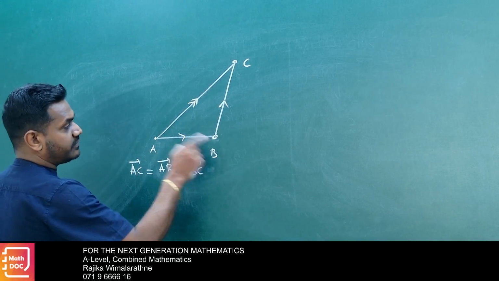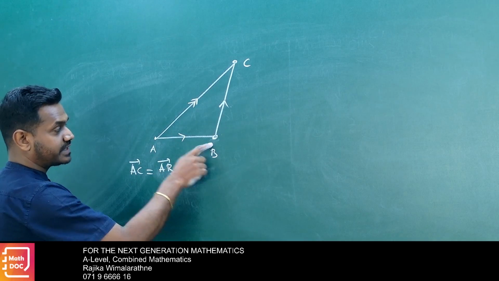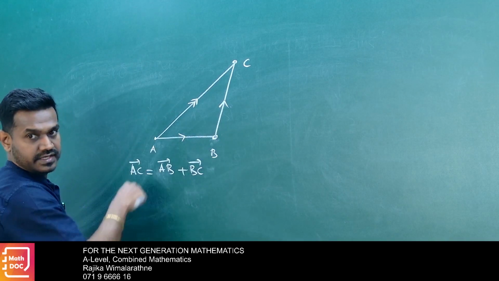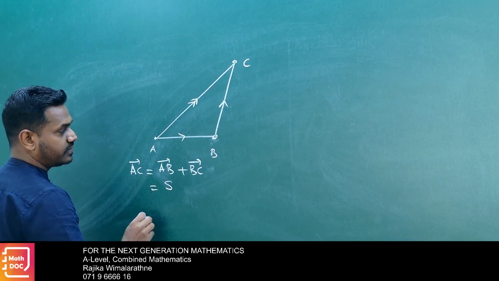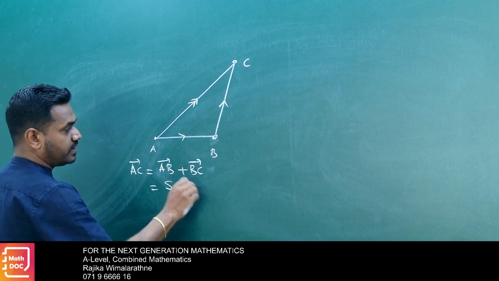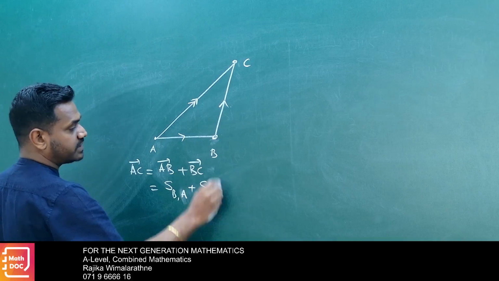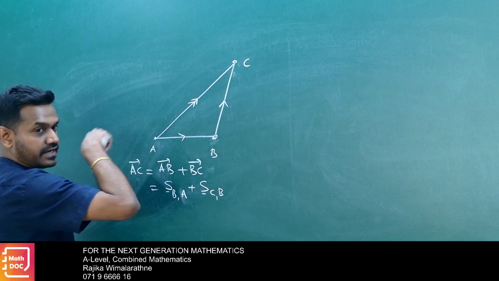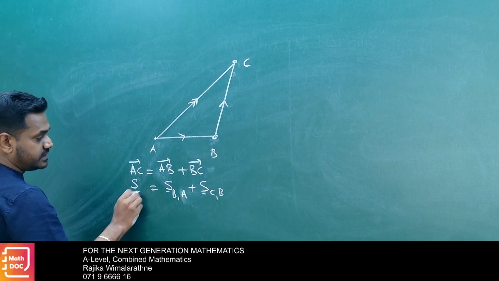Now further, if these are points on the earth, then the AB vector means the displacement of B with respect to A. The AB vector represents the displacement of B with respect to A. Then BC means the displacement of C with respect to B. Then AC represents the displacement of C with respect to A, starting at point A and directed to position C.